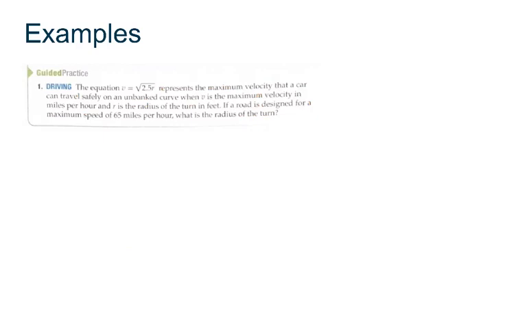So here's the story. The equation v equals the square root of 2.5r represents the maximum velocity that a car can travel safely on an unbanked curve when v is the maximum velocity in miles per hour and r is the radius of the turn in feet. If a road was designed for a maximum speed of 25 miles per hour, what is the radius of the turn? And so we just have to understand, this is sort of the same thing.